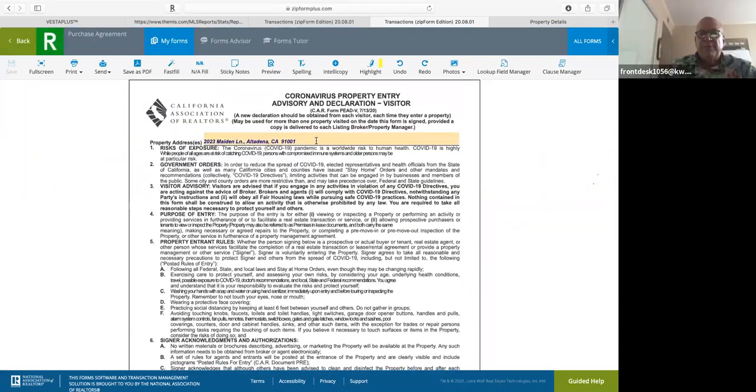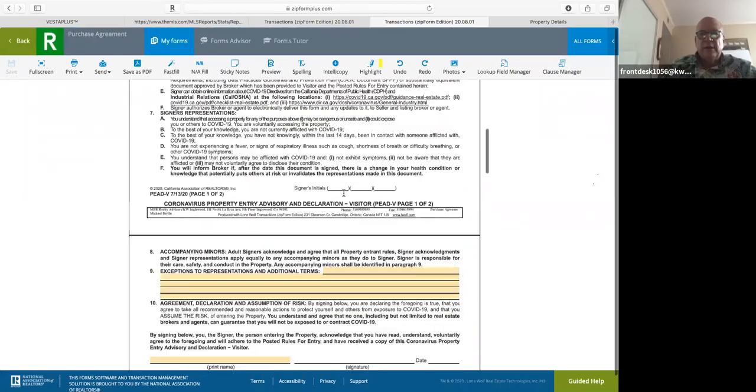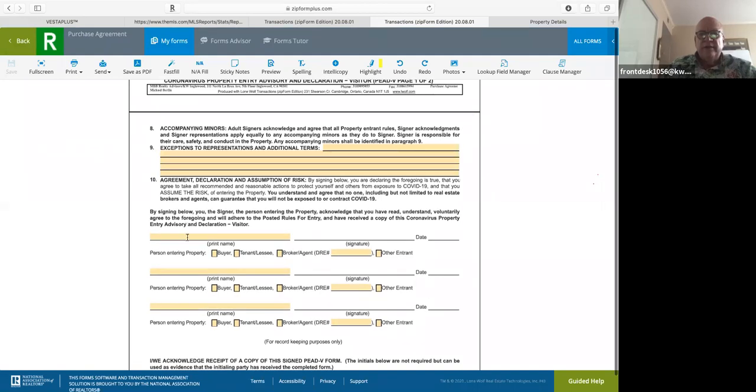So you're going to put your property address, and then you're going to fill in your client's name, buyer. Now it could be, I'm working with a dad and a son, and then the son's girlfriend is coming, but she's not a buyer. So we click other entrant for her. So you specify which role they have.